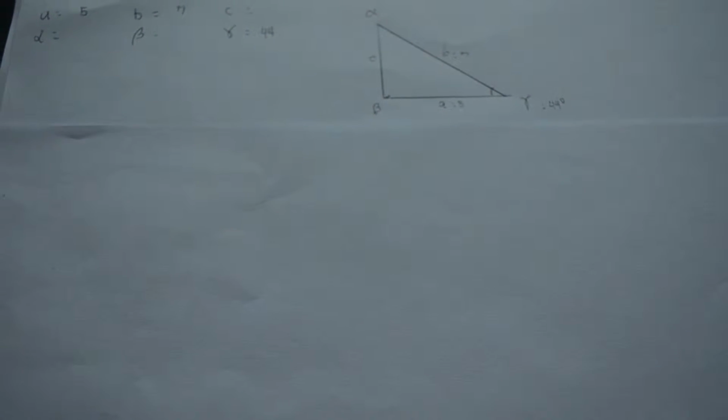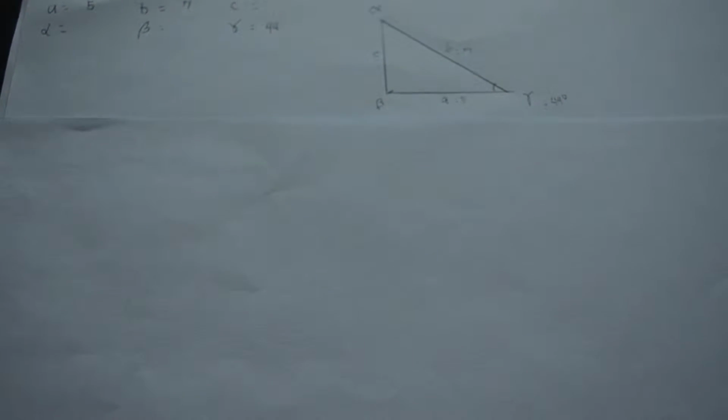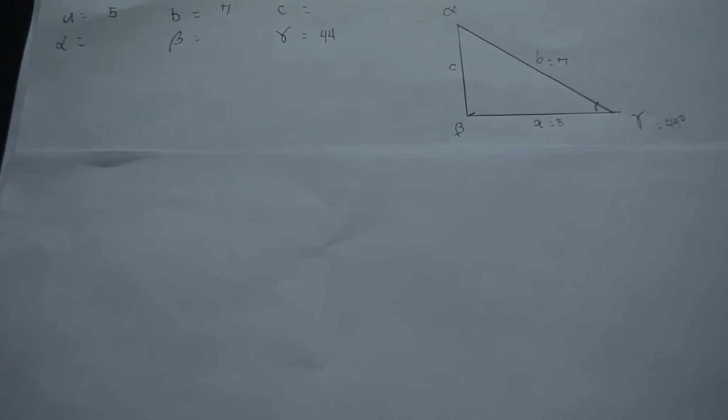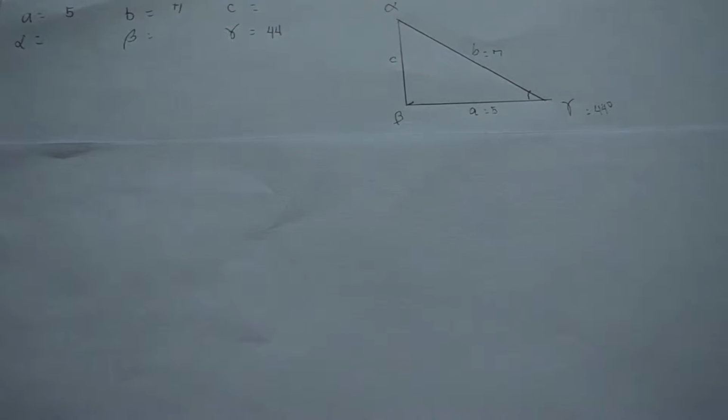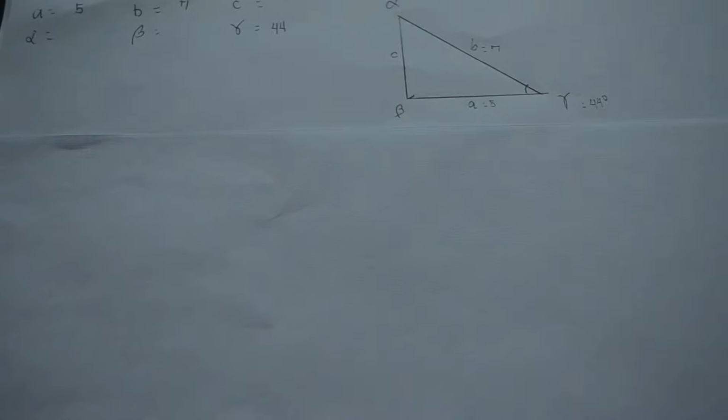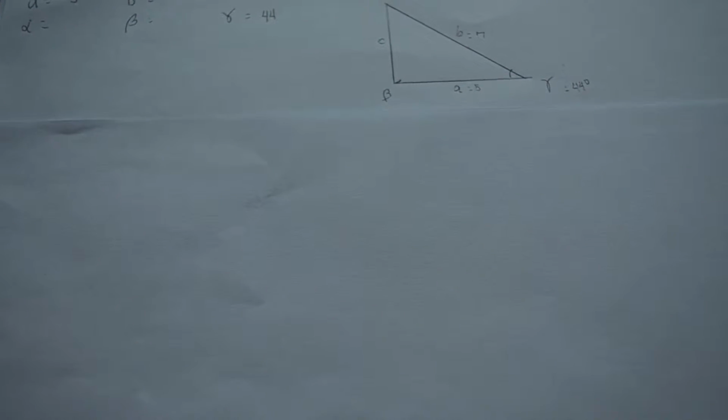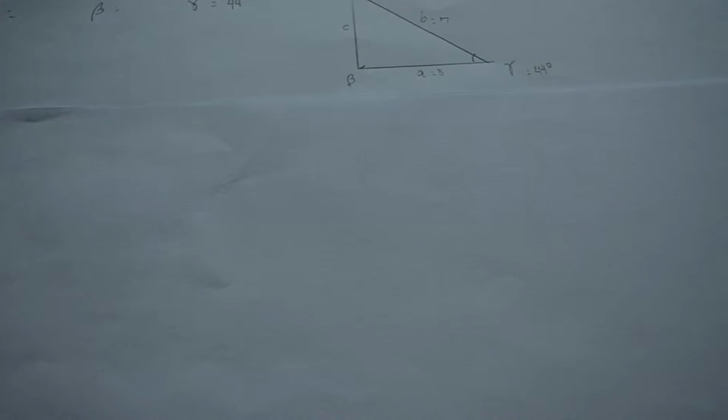Hello there, I'm here to show you how to solve using cosine law. Our givens are a equals 5, b equals 7, and gamma equals 44 degrees. As we can see, there are two sides and one angle, so we'll use cosine law.